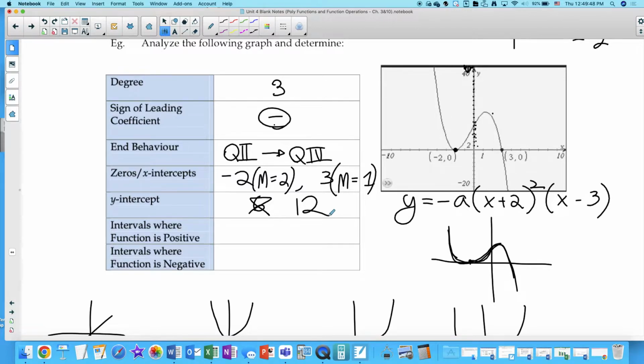Okay. Interval where the function is positive. Where is this thing positive?